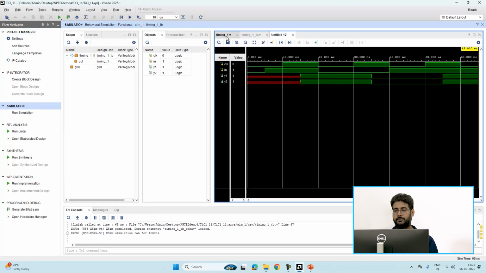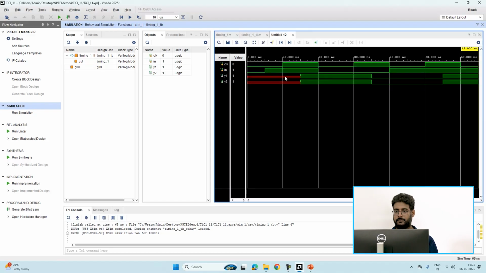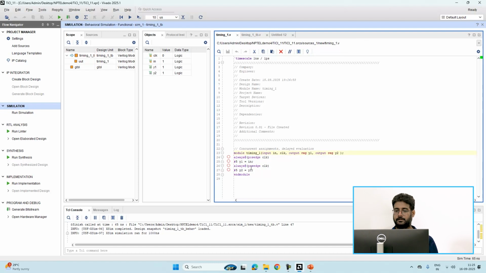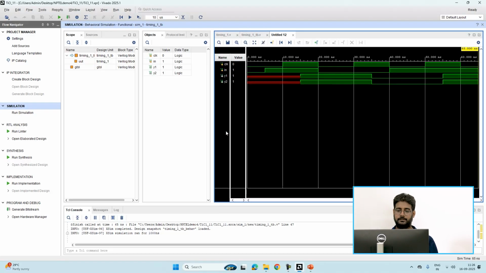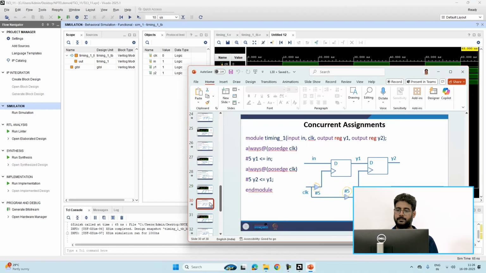Here, at the positive edge of clock, input is evaluated after 5 time units and assigned to y1, and this y1 is evaluated and assigned after 5 time units with respect to the positive edge of clock to y2 as well. So this is the waveform. Now we will move on to the next example, that is example number 12. Example number 12 is these concurrent assignments.